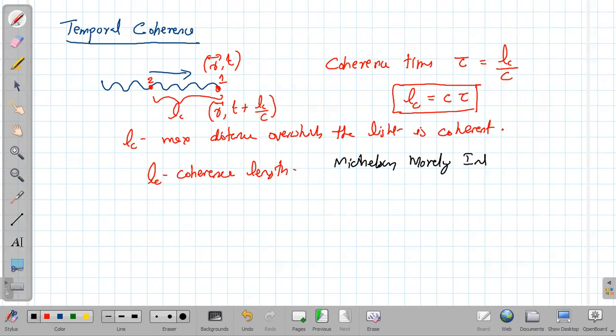Michelson-Morley interferometer. In the case of the Michelson-Morley interferometer, you have one source, and the light coming from the source is divided into two using a partially reflecting mirror. Some portion is transmitted, some portion is reflected, and they return after reflecting from a mirror.